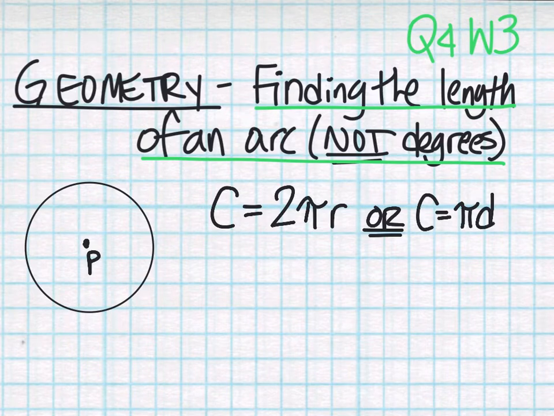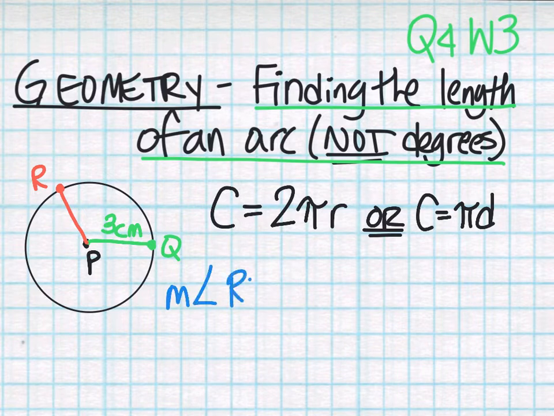So, in this circle over here, circle P, we have a radius, PQ, and the radius is 3 centimeters. We have another radius over here, PR, and we have one more piece of information we need to know. We know that the measure of angle RPQ is equal to 120 degrees.